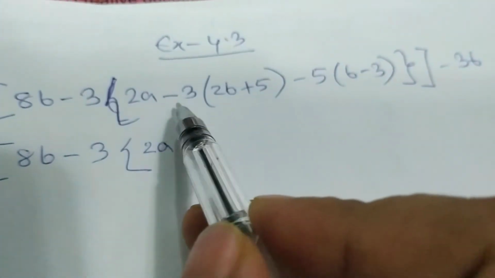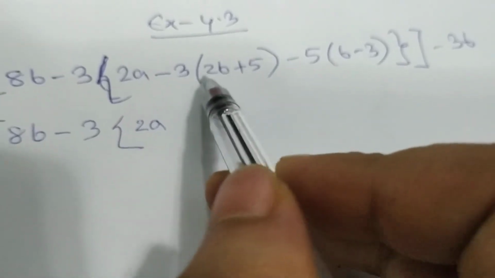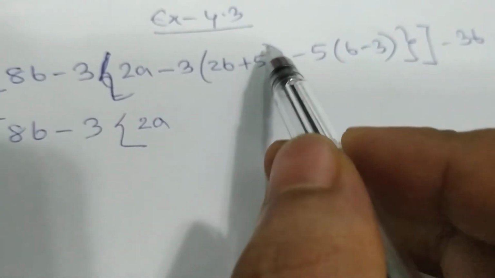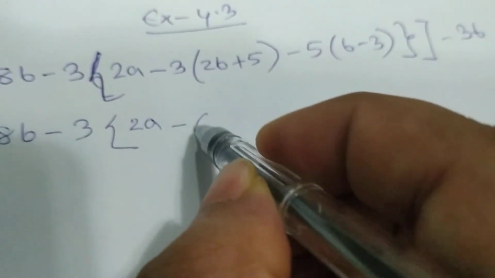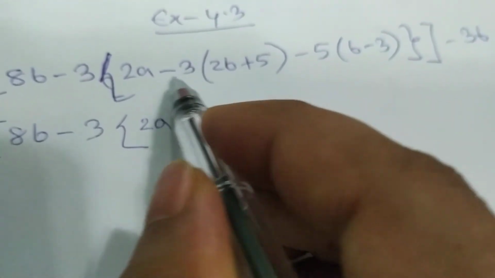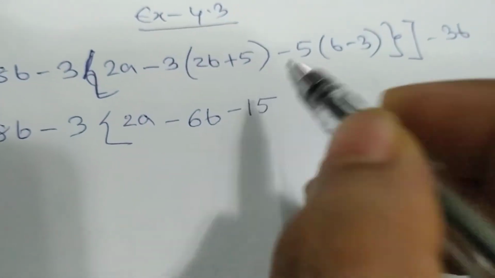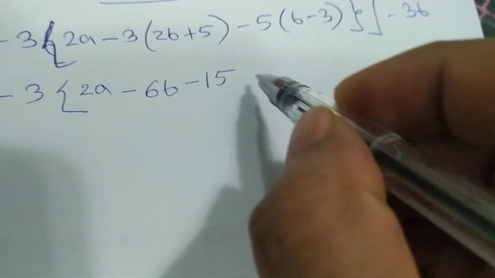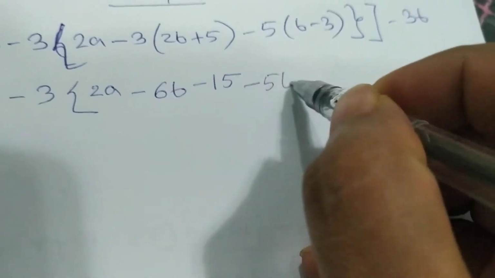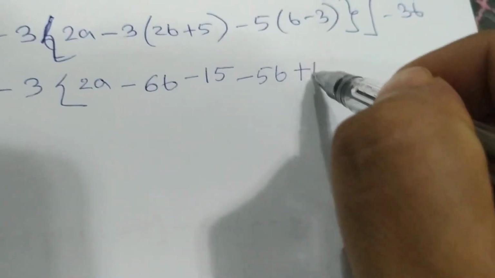Here you see minus 3, so I need to multiply this minus 3 with the terms that I have in the first bracket. So minus 3 into 2b is minus 6b. Similarly, minus 3 into plus 5 is minus 15. Again, this minus 5 into b is minus 5b. Minus 5 into minus 3 is plus 15.